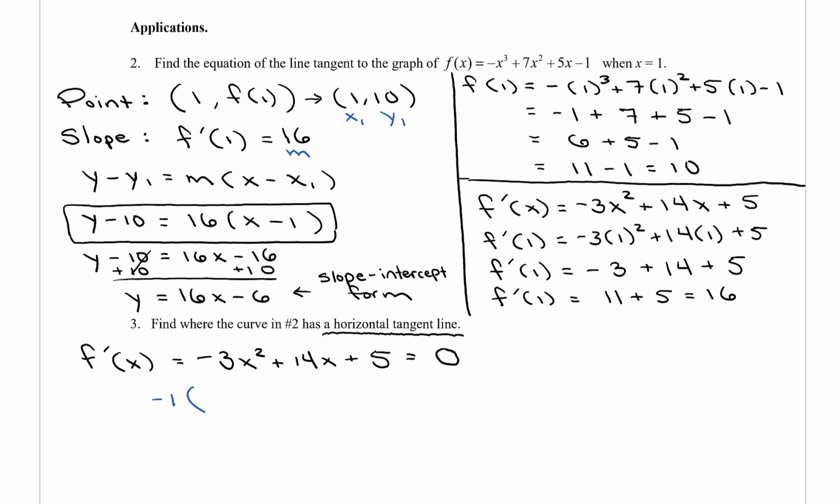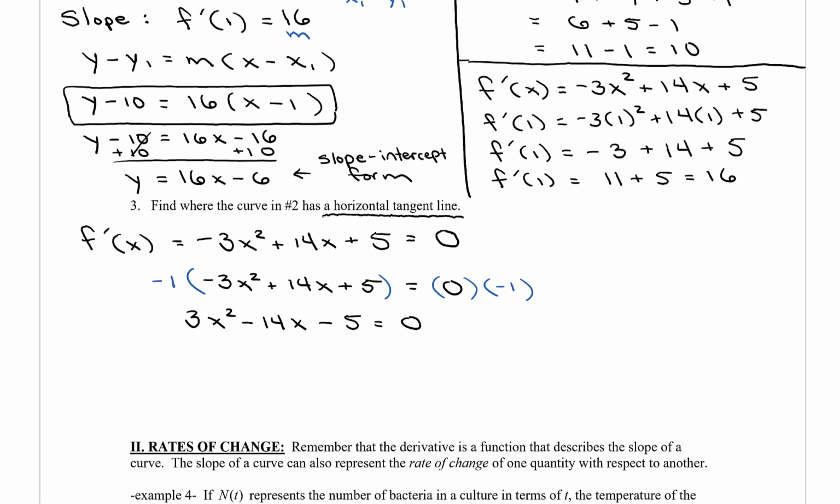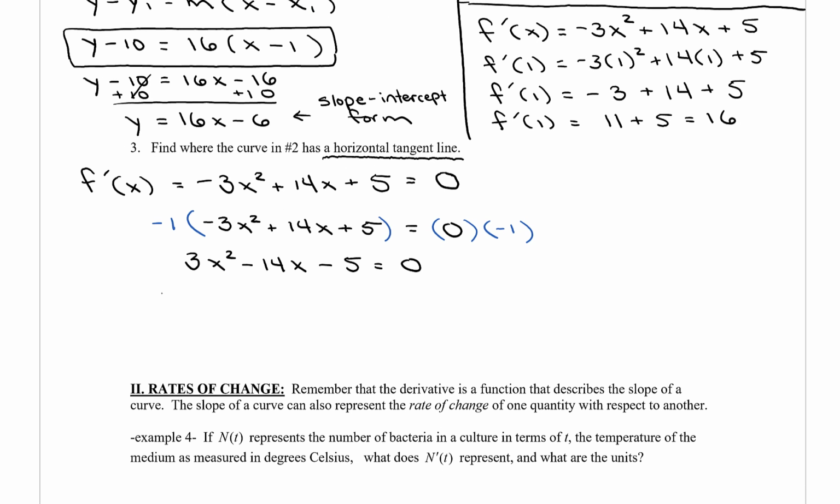So I'm going to multiply the left-hand side of the equation and the right-hand side by a negative 1. So negative 1 times, open up a set of parentheses, negative 3x squared plus 14x plus 5, close the parentheses, equals 0 times negative 1. So if I distribute that negative 1 to this polynomial here, I will get 3x squared minus 14x minus 5 equals 0. Because this is a trinomial of the form ax squared plus bx plus c, I am going to factor. So this will give me the factors 3x plus 1 times the quantity x minus 5 equal to 0.